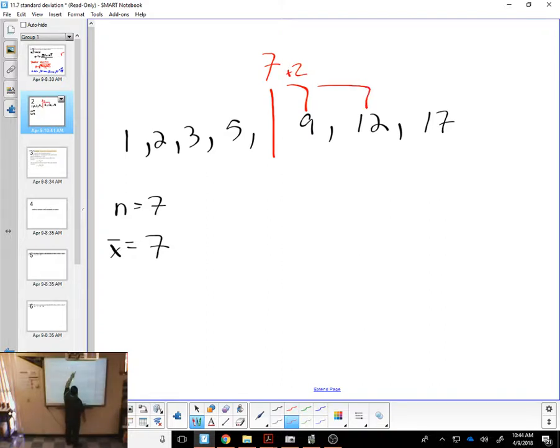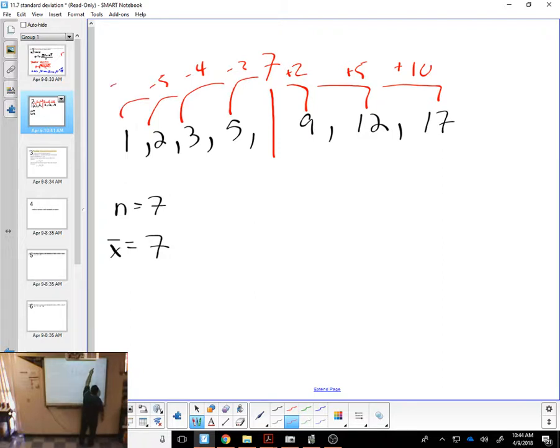How about 12, from 7? 5? And then this is 10? So then what about 5? Minus 2. And that one? Minus 4. And then 2, minus 5. And then 1. All right, cool. So everyone understand that those plus and minus numbers are how far away they are from the mean, right? Everyone's cool with that?